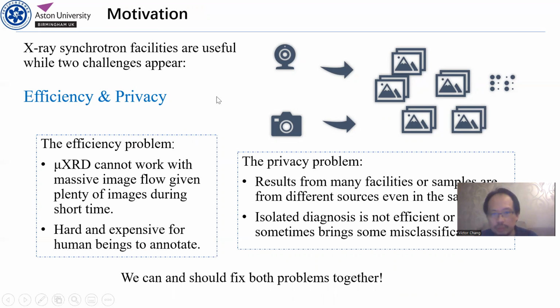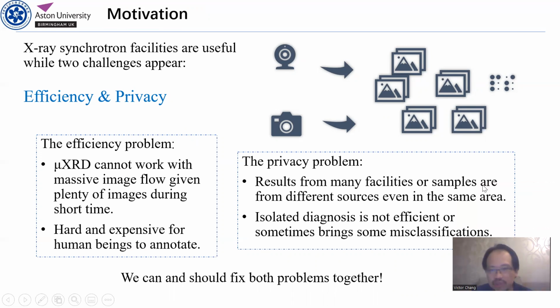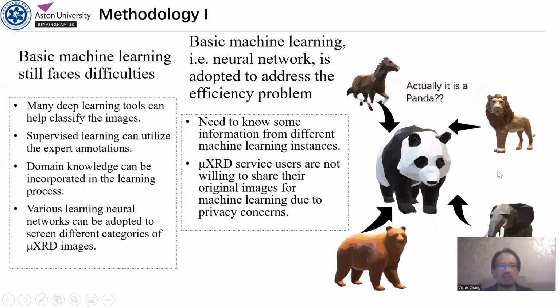The privacy problem is that the results from many facilities or samples come from different sources, even in the same area, and you need to keep all of the images private. Isolated diagnosis is not efficient, or sometimes brings misclassification, because we have to ensure privacy is kept throughout the process and maintain both. We are aiming to fix both problems and improve efficiency and privacy as scientists.